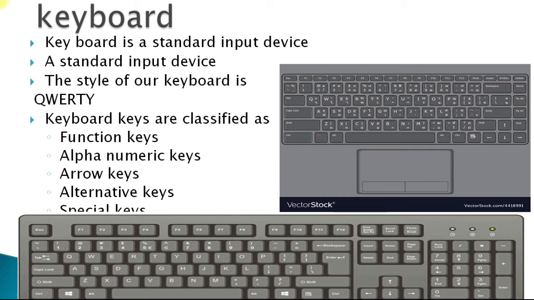In the keyboard there are 3 keys called alternative keys. One is control, one is alt, one is shift. These 3 keys have performance associated with some other key. If you press the control key individually, nothing will happen. If you press the shift key individually, nothing will happen. Control plus A is select all, as we know. Control C is copy, control V is paste.